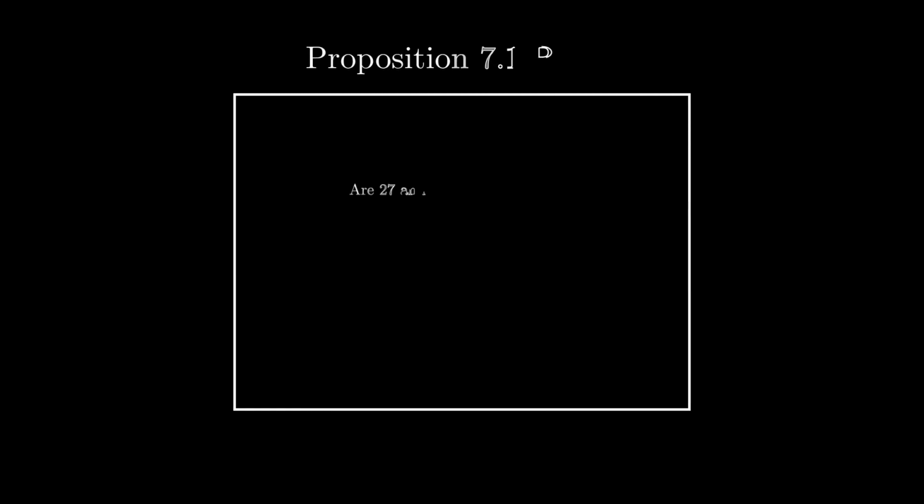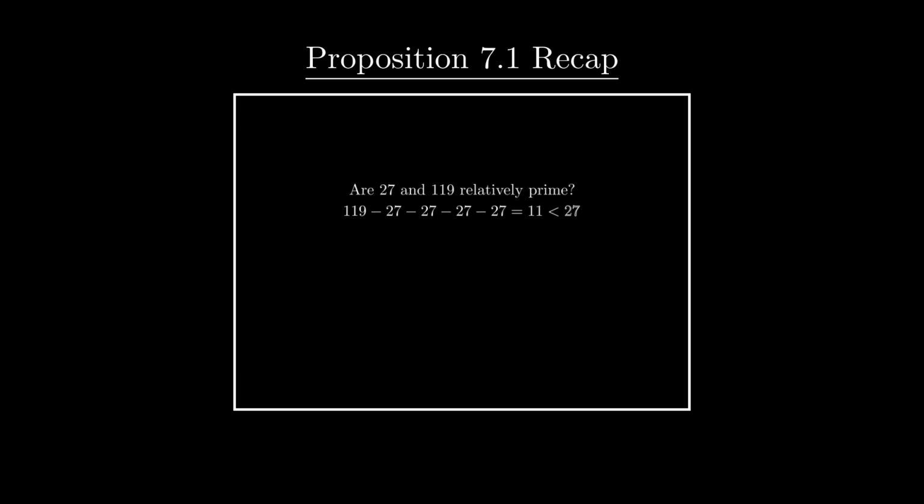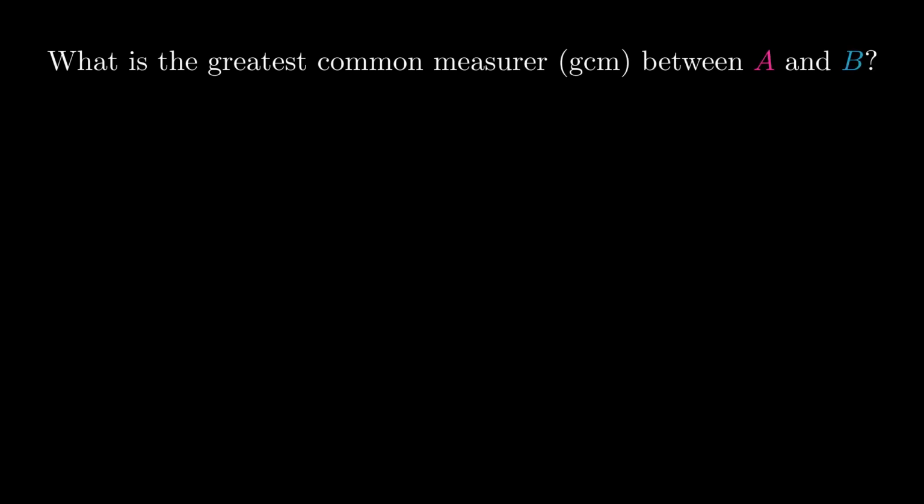In the previous proposition, we found an algorithm to determine if two numbers were relatively prime or not. This proposition will expand on that algorithm to find the greatest common measure of two numbers, or the greatest common factor.